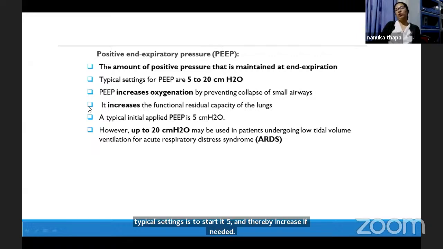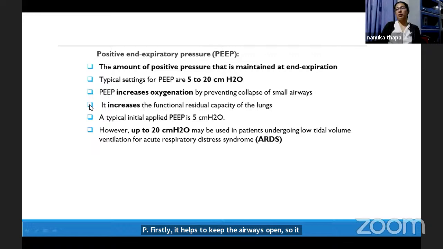So what is the function of PEEP? Firstly, it helps to keep the airways open. So it prevents atelectasis and prevents collapse of small airways. Additionally, it increases the functional residual capacity. So in cases of ARDS, we can use a PEEP of up to 20 centimeters of water to improve oxygenation.